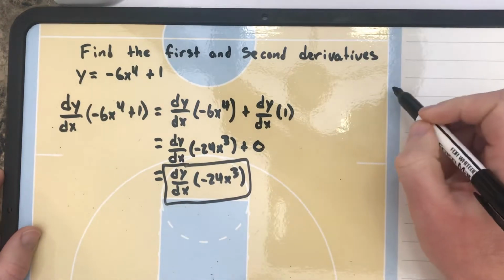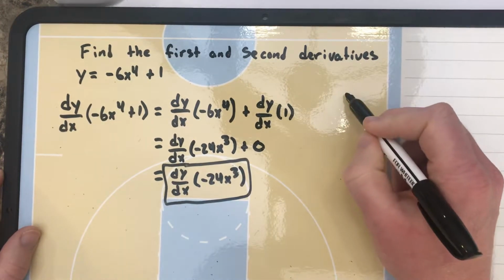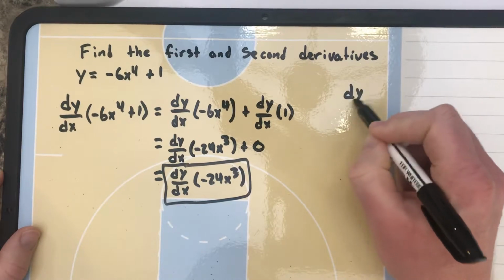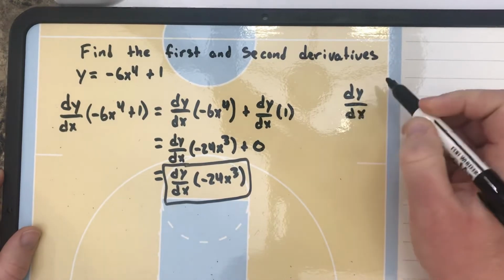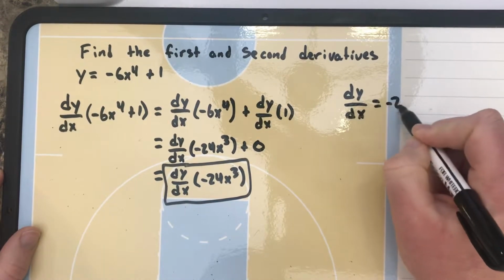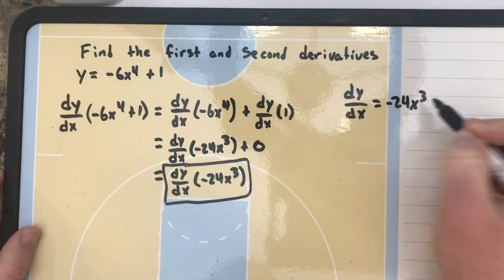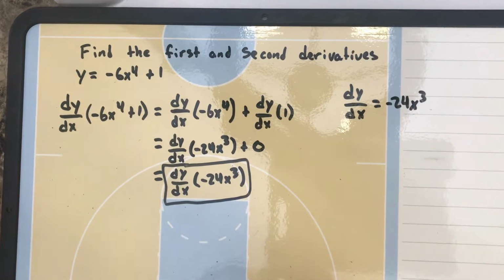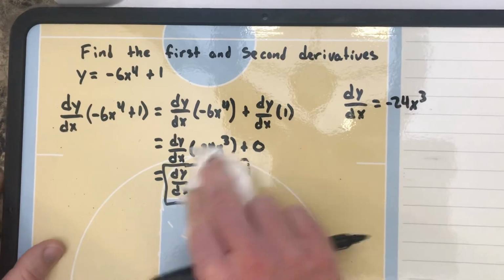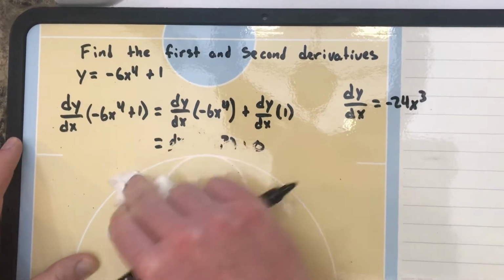So I'm going to write this over here, and then let's find the second derivative. So we've got dy over dx equals negative 24x cubed. So let's erase this, and let's find the second derivative.